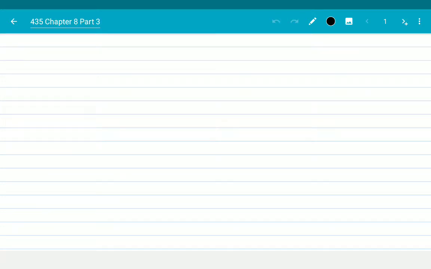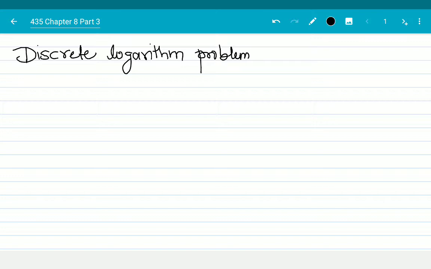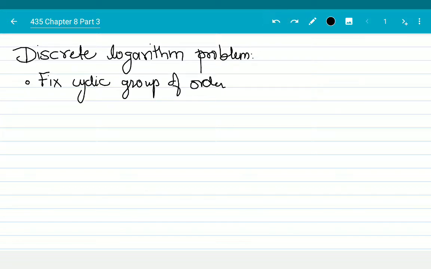So last time we stopped at the discrete logarithm problem, and just a reminder, we have a fixed cyclic group of order q and a generator g.